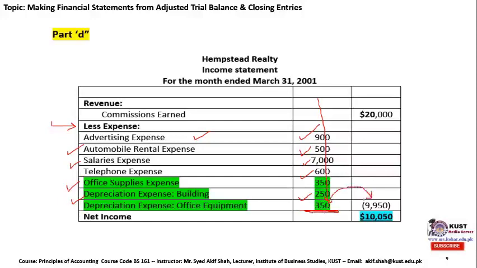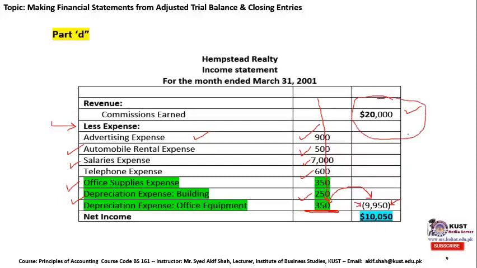and bring them to the final column of income statement. After summing up, the final total expenses borne by the company for generating this revenue is 9,950, and it should be covered in the bracket. And when the bracket is there, it means that you have to subtract, this value is actually negative, and you have to subtract it from the top value or the upper value.